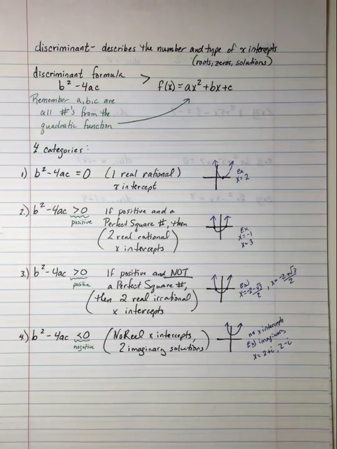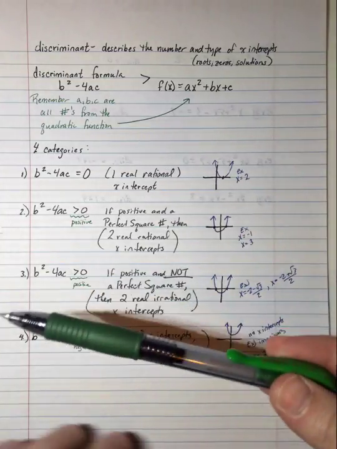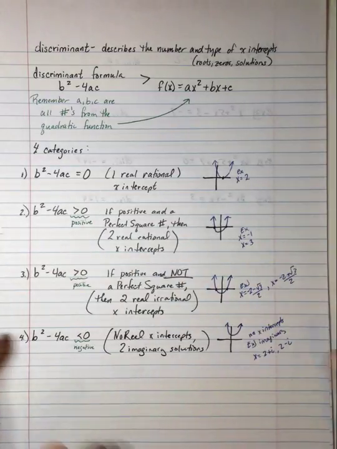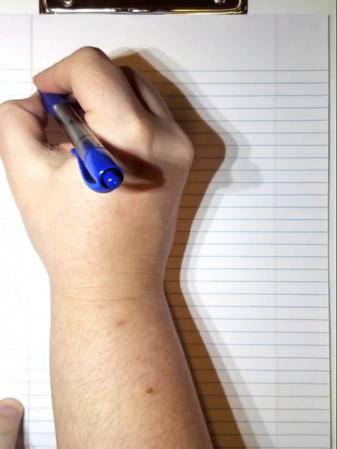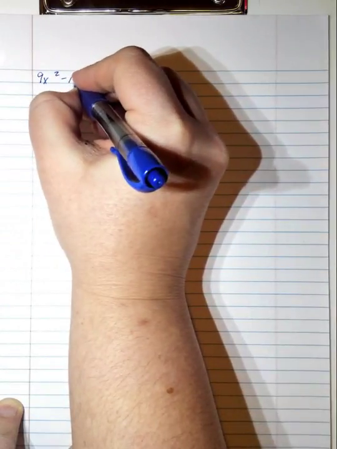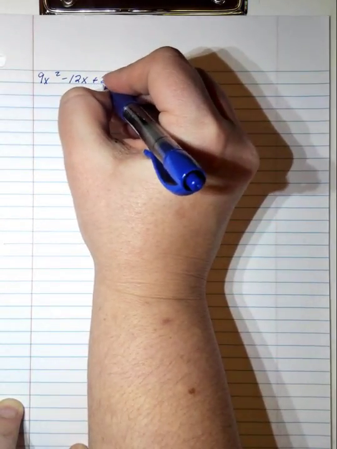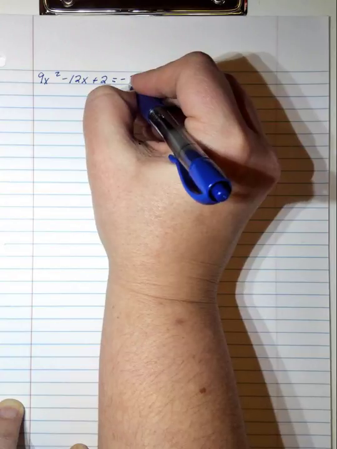So we're going to do a couple of these for examples, and you're going to notice that the notes I have here on the screen are also screenshotted, and they're going to stay on the side over here the entire time. We'll start off with 9x squared minus 12x plus 2 equals -2.